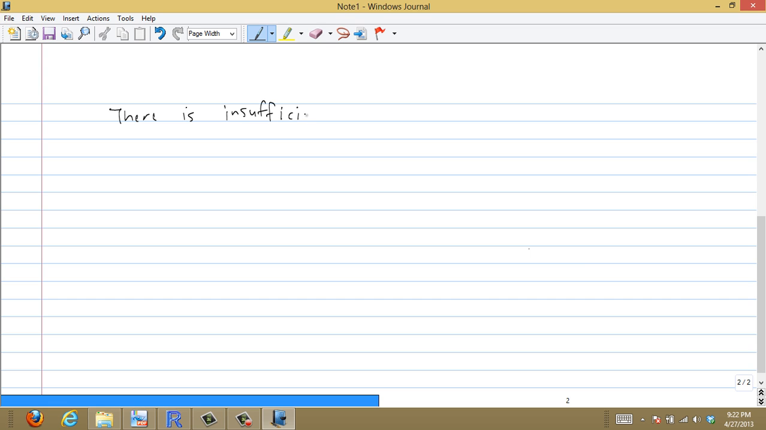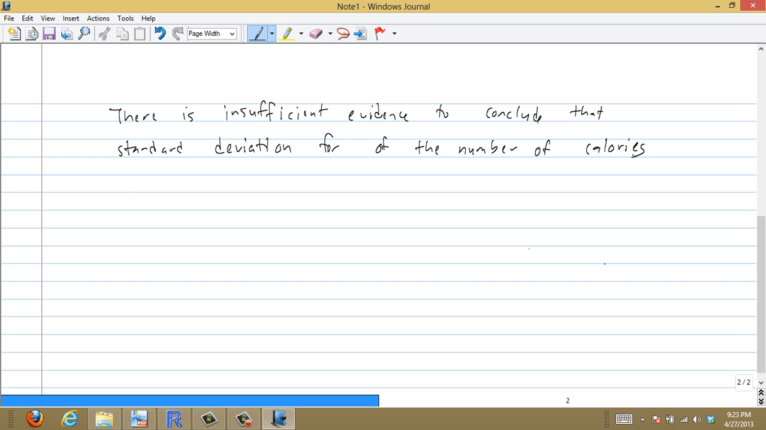Quite a mouthful, right, since we're talking about pancakes there. There is insufficient evidence to conclude that the standard deviation of the number of calories in 1 tablespoon of the major brands of pancake syrup is different than 60. And of course, we cannot conclude that it's different than 60.